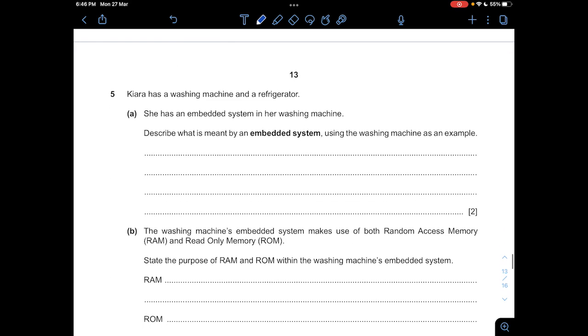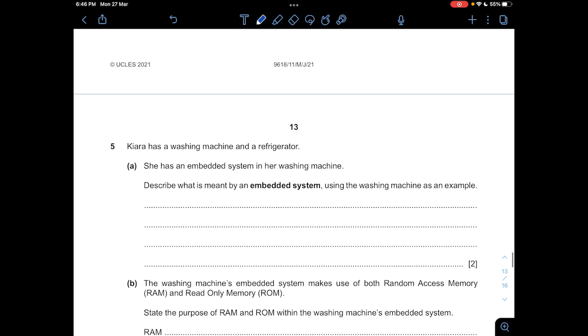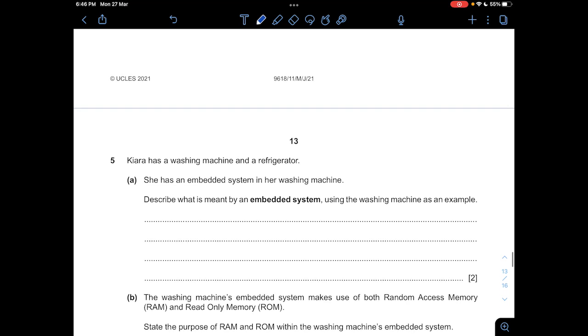So move on to question number 5. Kara has a washing machine and a refrigerator. Describe what is meant by embedded system. So embedded system is basically a device that only performs one specific task, right? So here we can write microprocessor that performs one specific task.